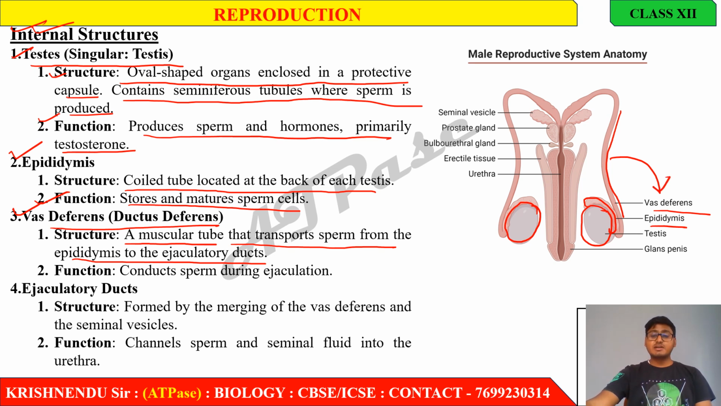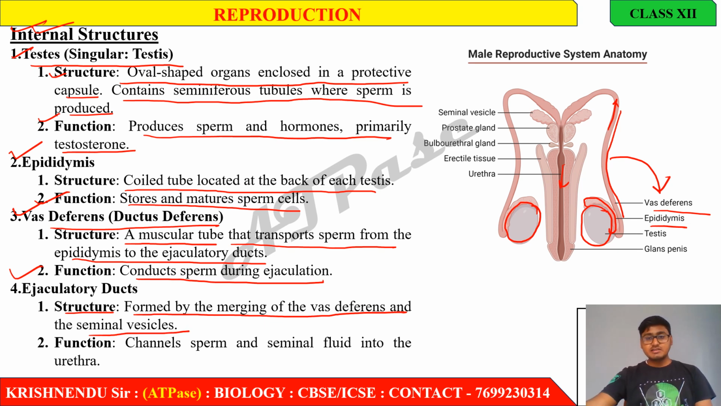What is the function of this tube? It conducts sperm during ejaculation. During ejaculation, the sperm from the epididymis is transported through the vas deferens to the ejaculatory duct, and after the ejaculatory duct it will be released outside of the body. Next, the ejaculatory duct, a structure formed by the merging of the vas deferens and the seminal vesicle.